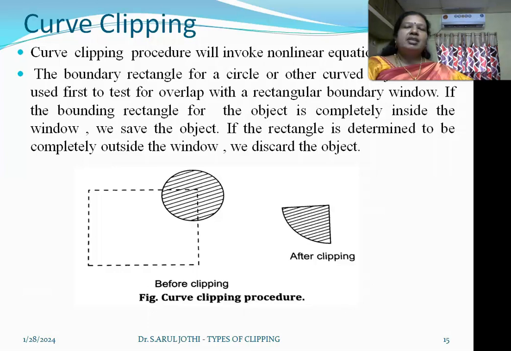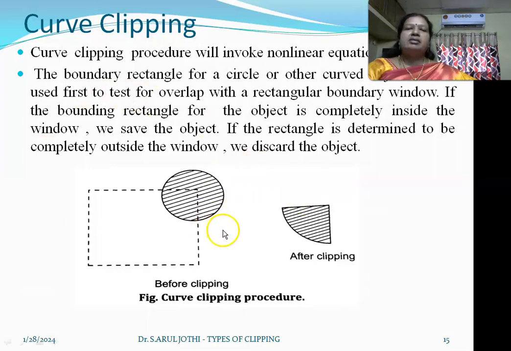So next comes curve clipping. Curve clipping will invoke non-linear equations. So the bounding rectangle for a circle or other curved object can be used first to test for overlap with the rectangular boundary window. If the bounding rectangle for the object is completely inside the window, we save the object. If the rectangle is determined to be completely outside the window, we discard the object.